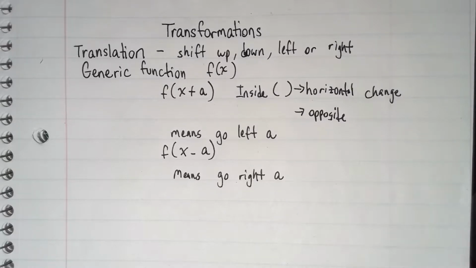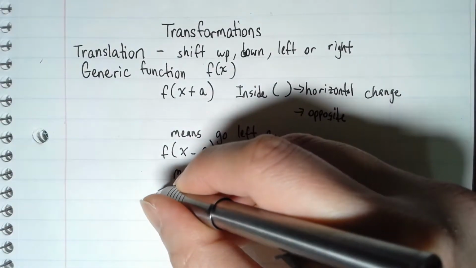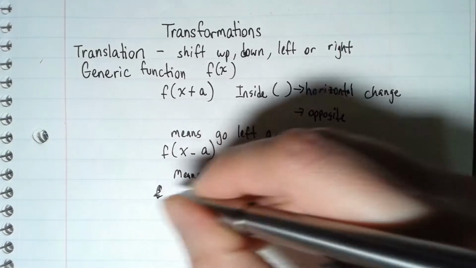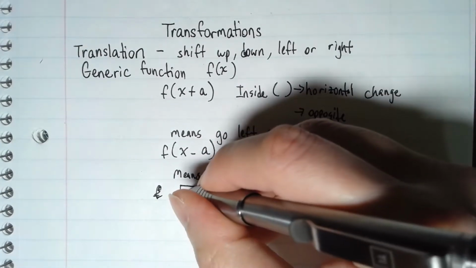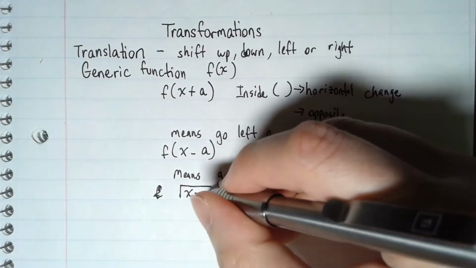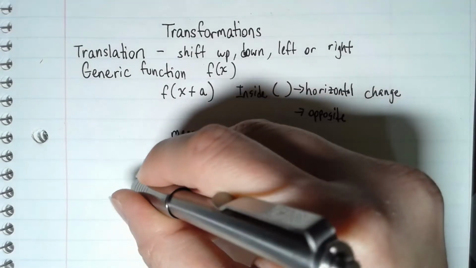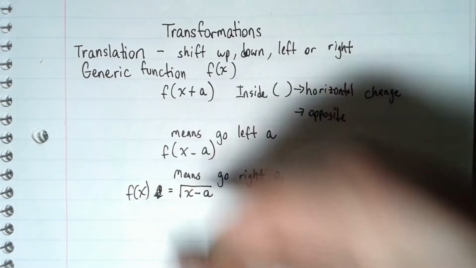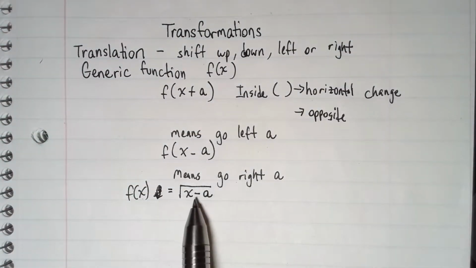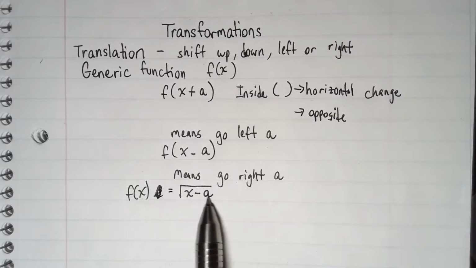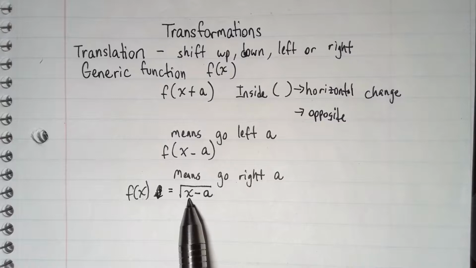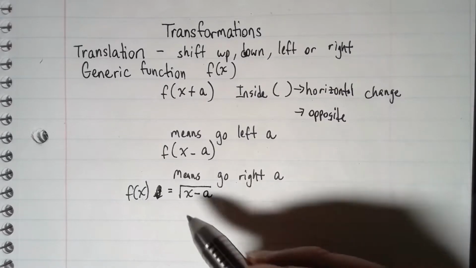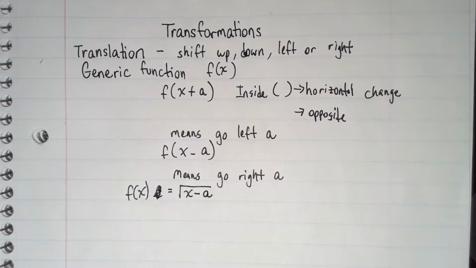So, if you want a more specific function, for example, square root, it's actually square root of x minus a. As you can see, we're trying to subtract a from x, and x then is being affected by the subtraction. So this is inside the parentheses. I know you don't see a parentheses, but it's understood that anything inside the square root is inside the parentheses.